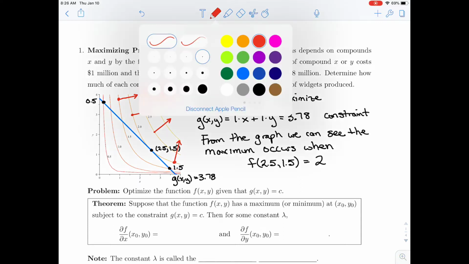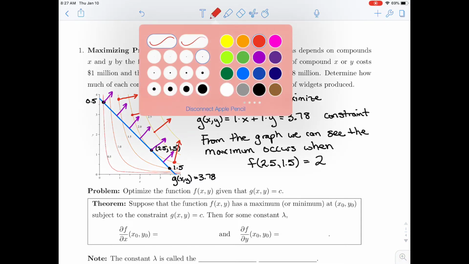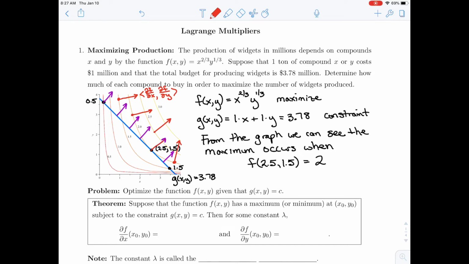Well, the same thing is also going to be true for g of x, y. If I pick points along g, the derivative is always going to be perpendicular to g. But there seems to be one point where those two derivatives align. And that's the point right there, which is about 2.5, 1.5. So you'll see the two derivatives are pointing in the same direction.